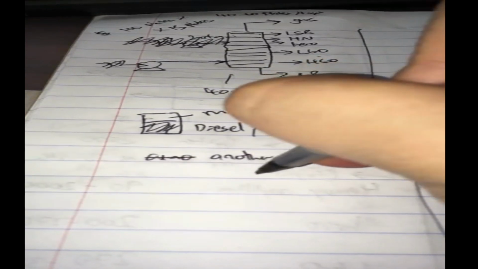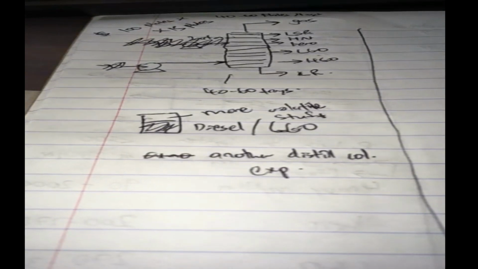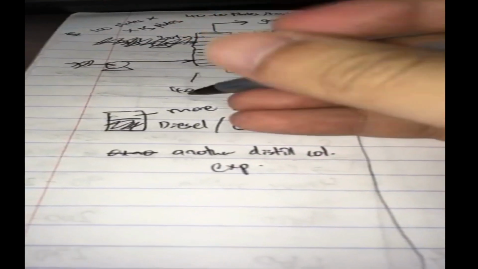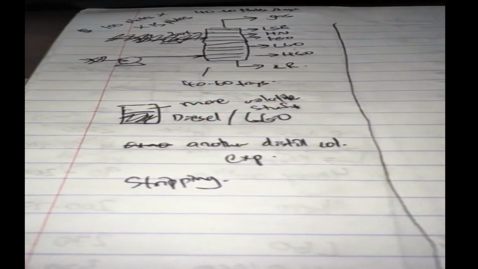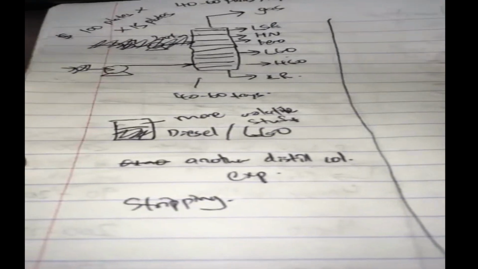You can either construct another distillation column, and that's going to be expensive. Is there a cheaper option? Yes, there's a cheaper option. It's called stripping. Now, what is stripping? Stripping is just like evaporation but done professionally.